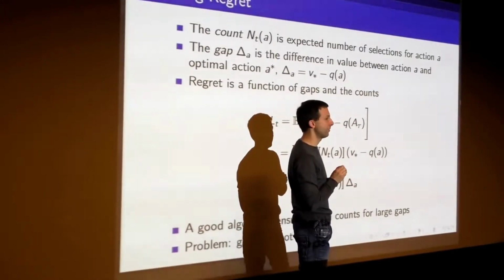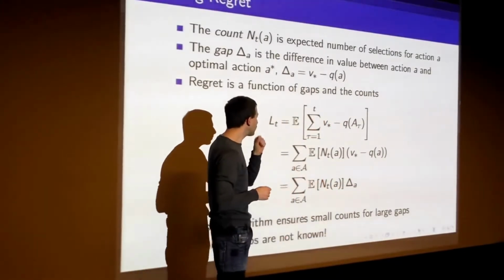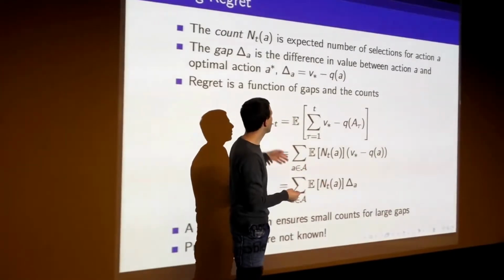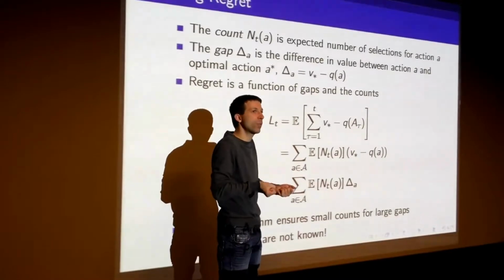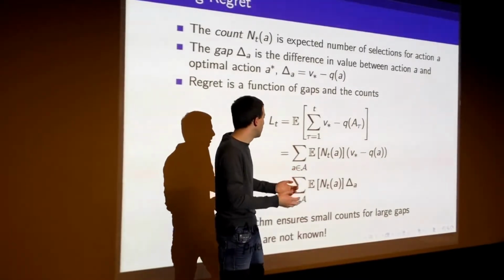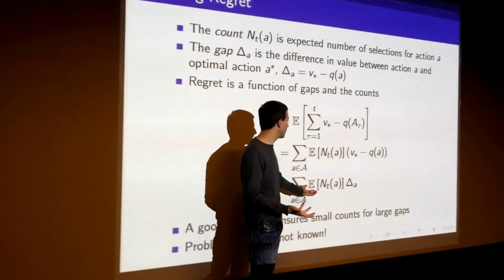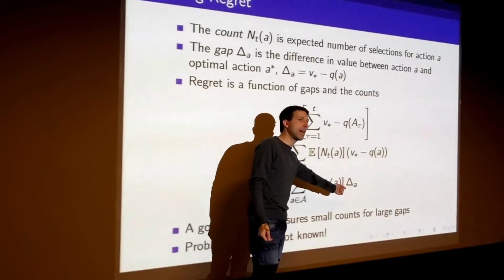We don't know V star. Yes, we're going to come back to that. And so all of this is to say that we can just rewrite this regret, this thing we really care about optimizing. We want to minimize our regret, we want to get as close as possible to optimal. But what we see is that the regret can be written in terms of these counts multiplied by these gaps.